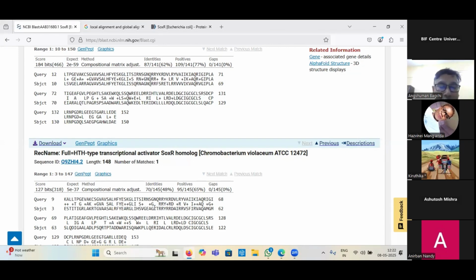Okay, so and see here, K. K means this is lysine and R means this is arginine. Positive means a lysine and arginine. Both of them are basic amino acids. That means they perform the similar kinds of reactions. That is why they are positive, but they are not exactly identical. That is the problem. So there lies the difference between positive and identity.